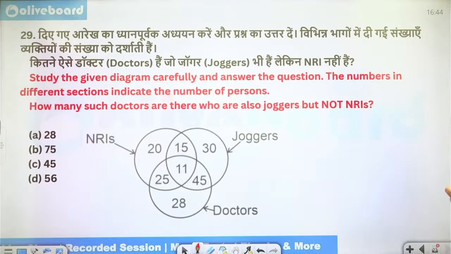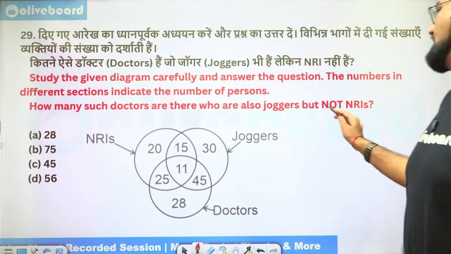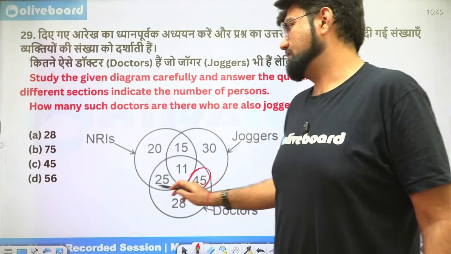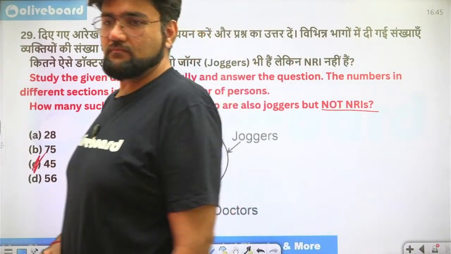And this is the last question for today. Right. So doctors who are also joggers but not NRIs. Not NRIs but doctors and joggers 45. Cool.